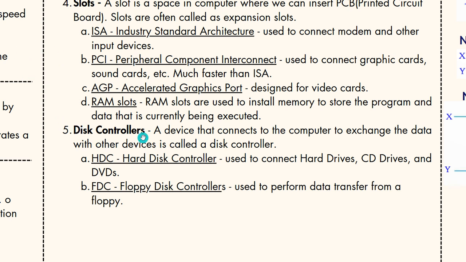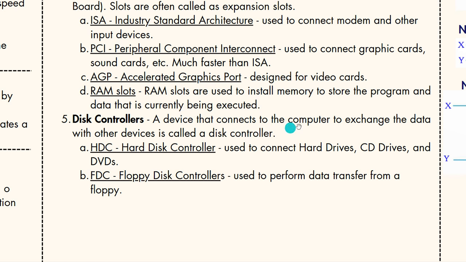Now coming to disk controller. A device that connects the computer to exchange data with other devices is called a disk controller. HDC, hard disk controller, and FDC are the two types. HDC is used to connect hard drives, CD drives, and DVDs. FDC, floppy disk controller, is used to perform data transfer from a floppy.